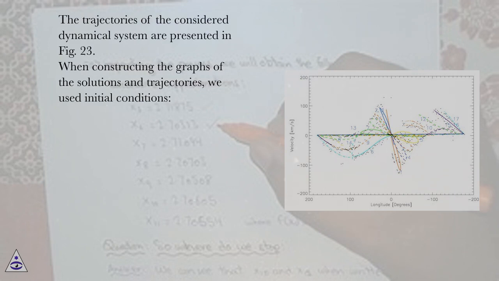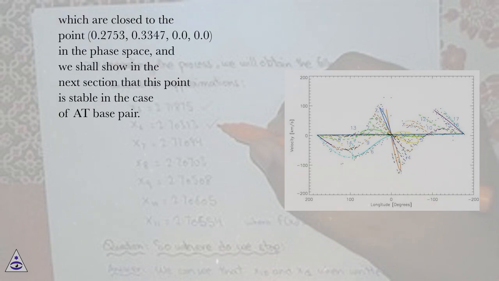When constructing the graphs of the solutions and trajectories, we used initial conditions which are close to the point 0.2753, 0.3347, 0.0, 0.0 in the phase space, and we shall show in the next section that this point is stable in the case of AT base pair.